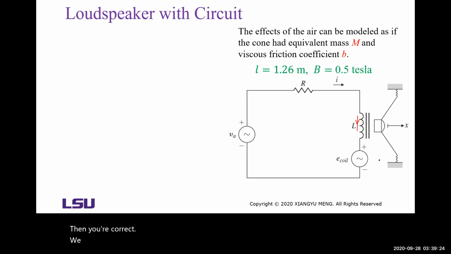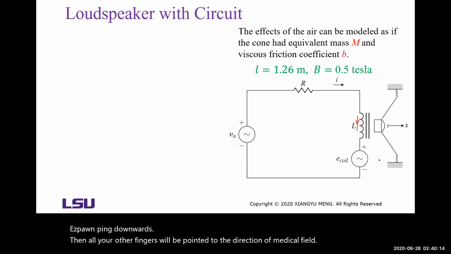We know based on the right-hand rule of the law of motor, the thumb is the direction of the current. Your palm is the direction of the force. That means your palm will face to the right and your thumb is pointing downwards. Then all your other fingers will point to the direction of the magnetic field. That is into the page.